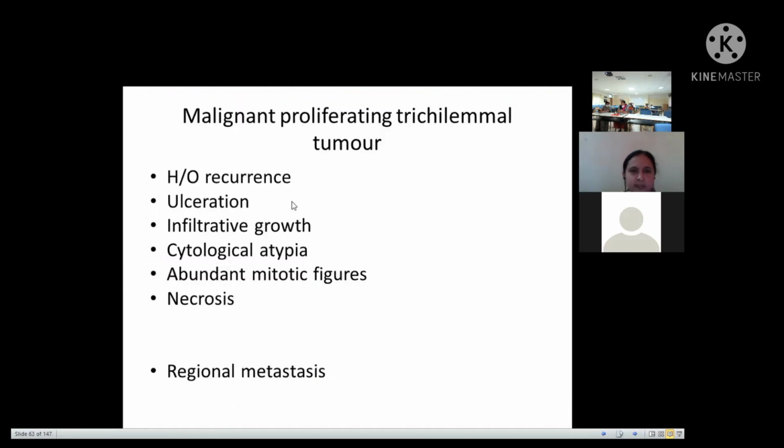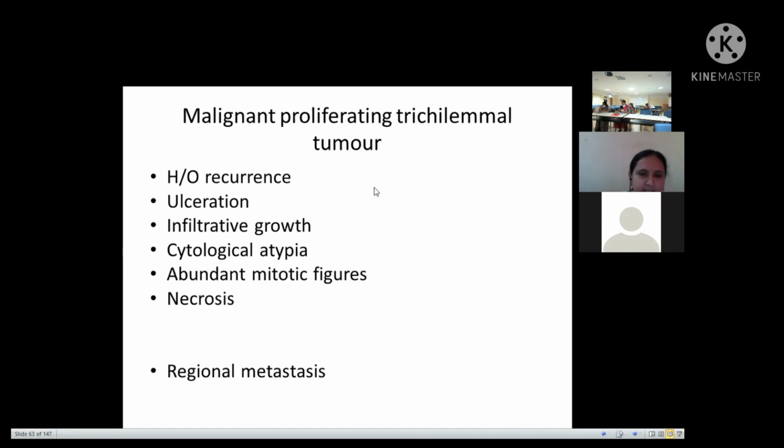So we had made it a malignant proliferating tricholemmal tumor because there was a history of recurrence. Also, if there is a proliferating tricholemmal tumor and there is a history of sudden rapid increase in the size, then also we have to think of group 2 or group 3 pilar tumors. Here there was ulceration, infiltrative growth, atypia, mitosis and necrosis. So we made it a group 3 tumor.